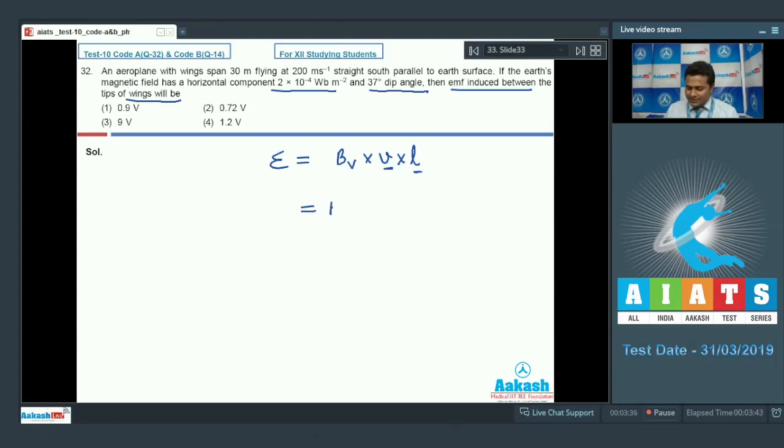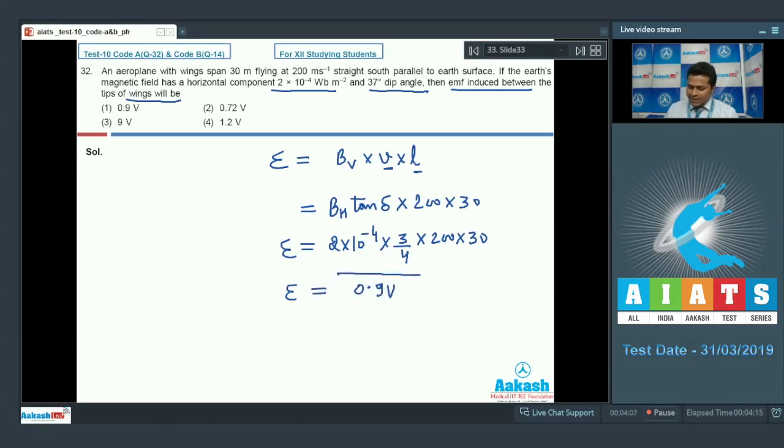Now BV we can write as BH tan delta, where delta is the angle of dip already given in the question, speed 200, length 30. BH is given as 2 into 10 to the power minus 4, multiplied by tan delta, that is tan 37, 3 by 4, into 200 into 30. After solving this, we will get the value of E as 0.9 volt. And when we look at the options, we can say that option number 1 is absolutely correct. So we will go with option number 1.